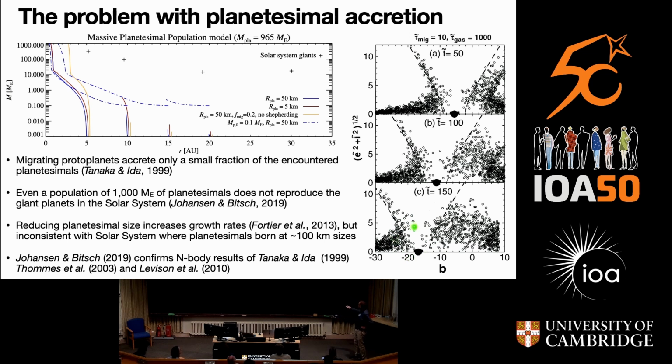Now, Tanaka and Ida, they actually took these simulations and they gave sort of an efficiency of accretion out of these models. But together with Bertram Bitsch, who is now at Cork, in 2019, we decided to take these models and check, can we form the solar system? The solar system is actually a very challenging system to form, so we should always start with planet formation to see, can we form the solar system? Then, if we can do that, then we can continue with the exoplanets.